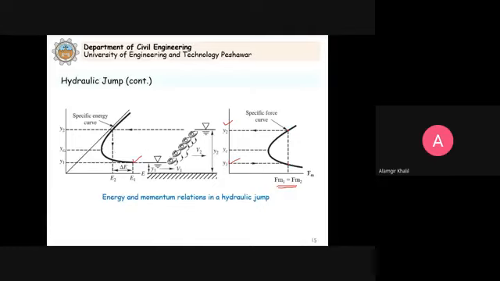Now this YC, we already discussed that this is the critical depth. At this point, the specific energy is minimum, and this is the same as this point. This is also YC. You see here. So at the critical depth, clear? At the critical depth, we have the minimum specific force, and also we have the minimum specific energy. And at the critical depth, the discharge will be maximum.